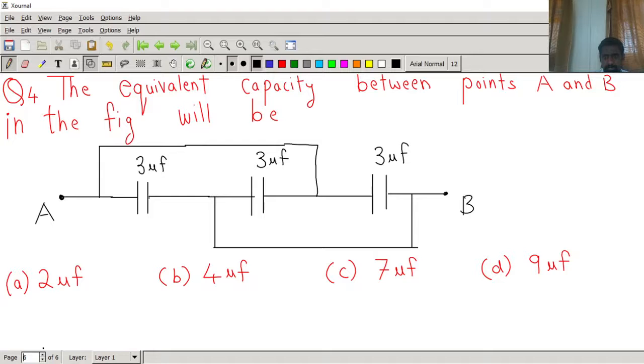The equivalent capacity between the points A and B in the figure will be? As you can see in this diagram, all these three are connected in a parallel combination, because the charge which is going to flow will get divided. You can see in this circuit that the charge which is coming over here is getting divided, and here also in this capacitor the charge which is coming is divided. Therefore all these three capacitors are connected in parallel.